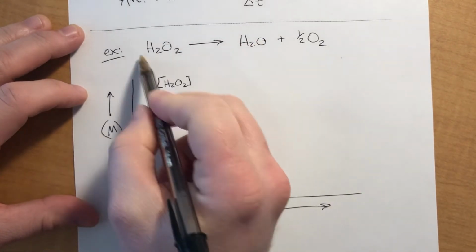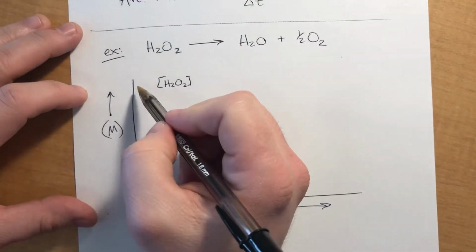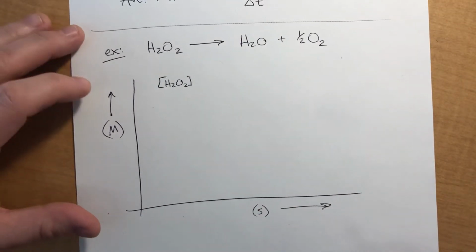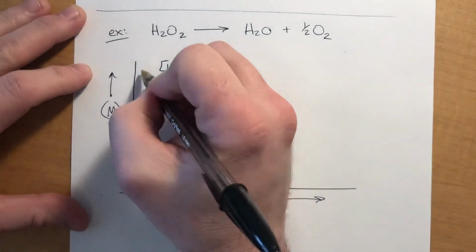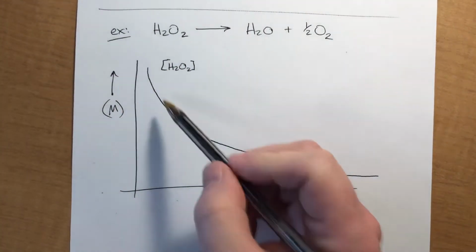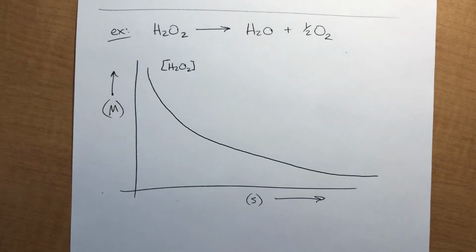is that because we're starting out with only H2O2, the concentration is going to be pretty high at the beginning, and then it's going to drop. Okay, it's going to decrease over time. But it turns out that it actually forms a curve. Okay, this curve actually tells us a lot about how we should think through reactions for most of this chapter.